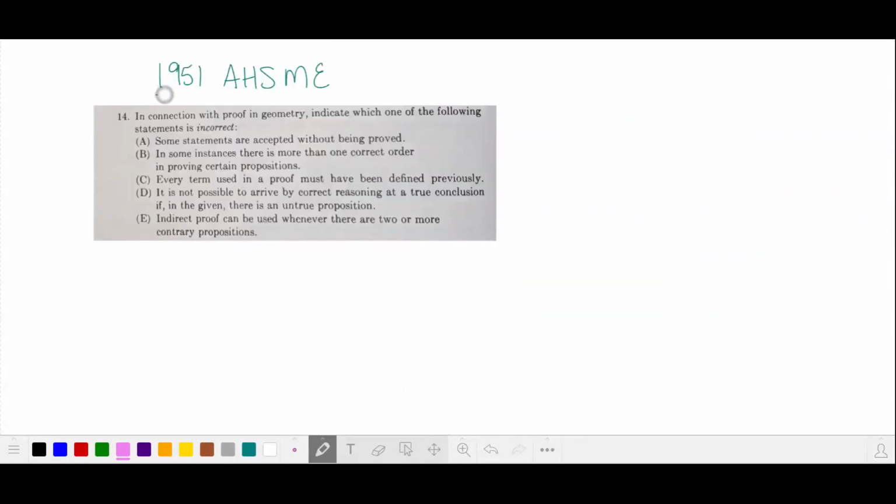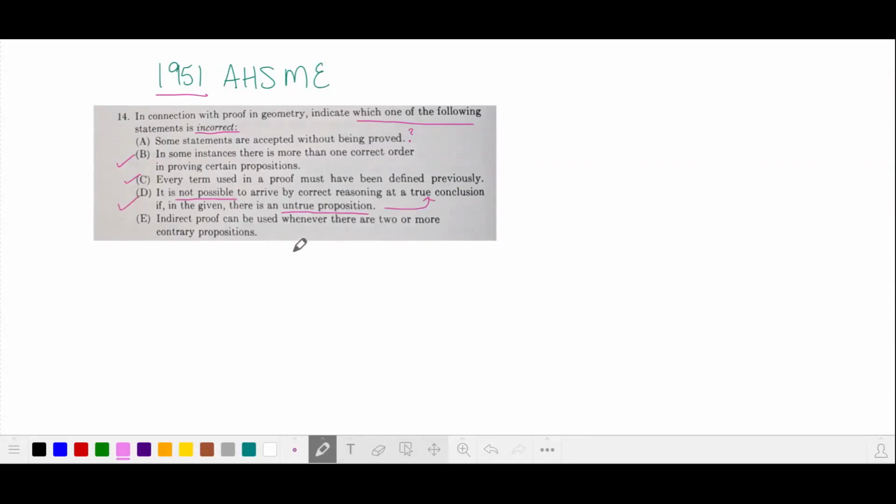Here's a problem from the 1951 American High School Mathematics exam. Which of the following statements is incorrect? Some statements are accepted without being proved. In some instances, there is more than one correct order in proving certain propositions. This seems correct. Every term in a proof must have been defined previously. This seems correct. It is not possible to arrive by correct reasoning at a true conclusion if in the given there is an untrue proposition. There's a lot of negatives in this statement, but I think this is true.